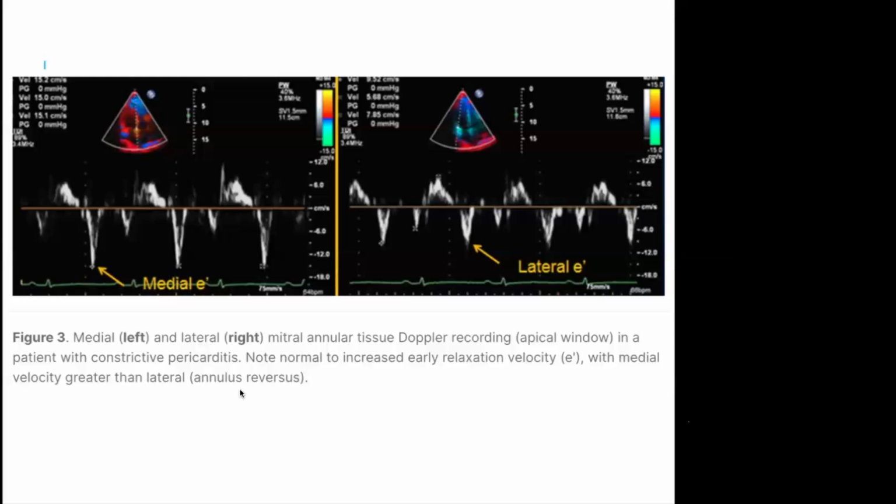Now, this is what it looks like with our tissue Doppler. We have our medial E prime on the left and our lateral E prime on the right. We can see that this is somewhat the opposite of what we expect in non-constrictive pericarditis cases, where the lateral E prime is lower than our medial E prime. And again, we can use the ratio, and if it is greater than or equal to 0.9, it's specific for constrictive pericarditis.